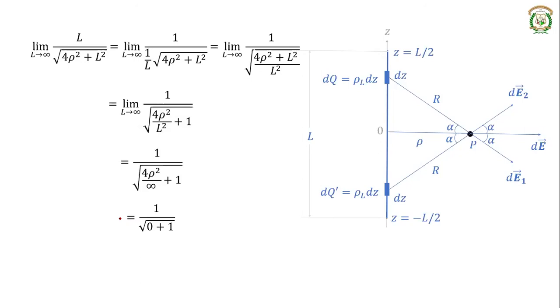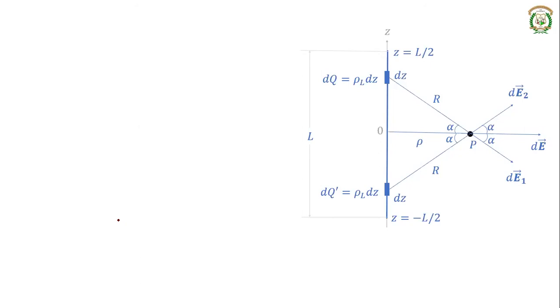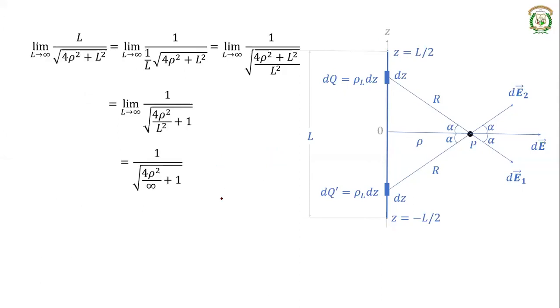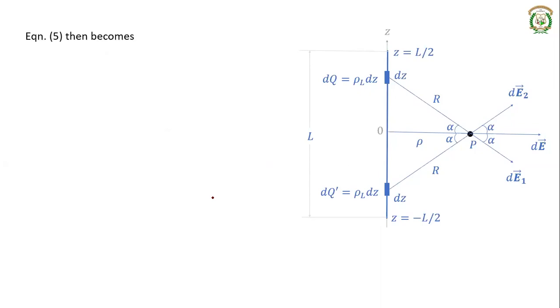If this term becomes 1, then what happens to our electric field intensity? It is simply rho L divided by 2 pi epsilon rho into A rho cap. That is when the length is infinite. So that is what it becomes, equation 5 or whatever, as simple as this: rho L divided by 2 pi epsilon rho into A rho cap.